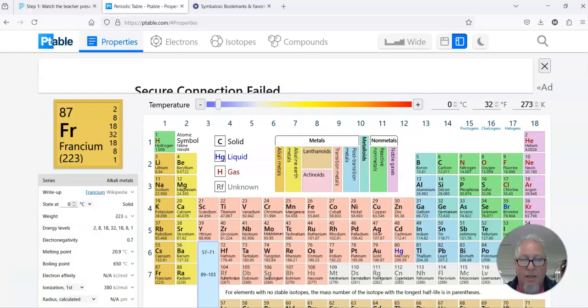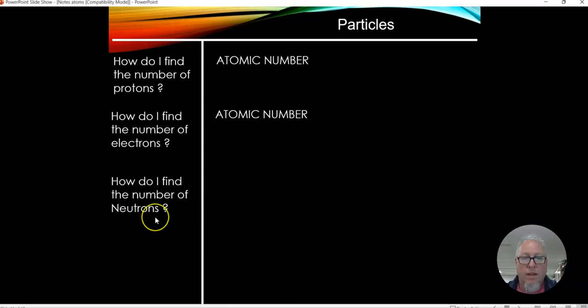So, on ptable.com, titanium has 22 protons, 22 electrons. Cobalt has 27 protons, 27 electrons. Carbon has 6 protons, 6 electrons. The hardest one to determine is the number of neutrons.